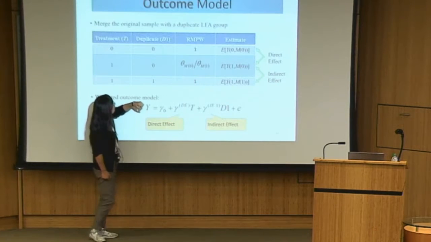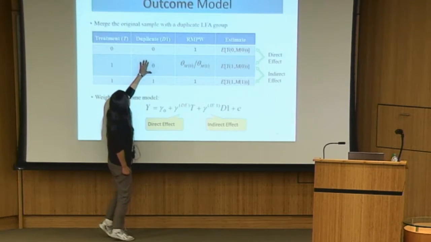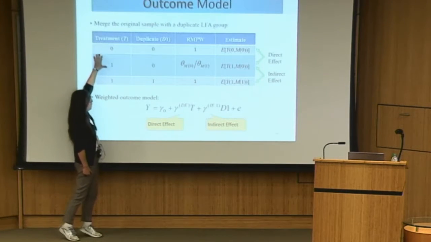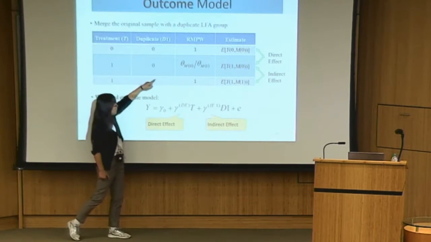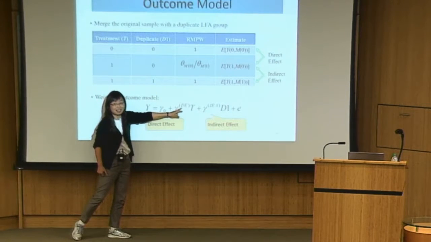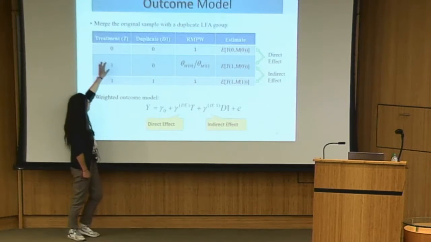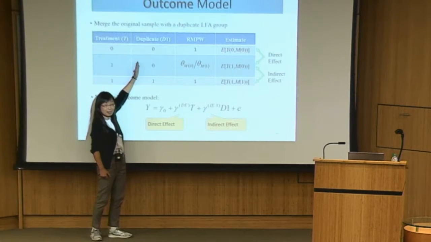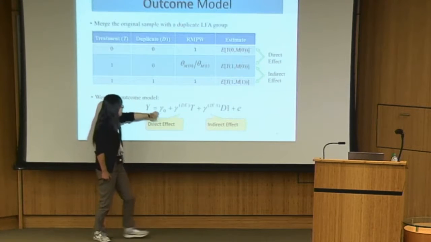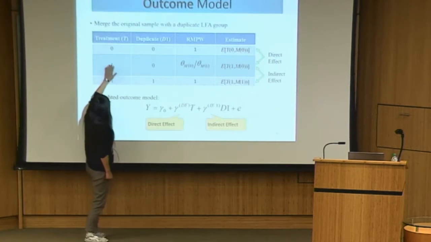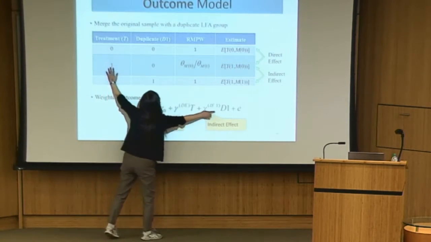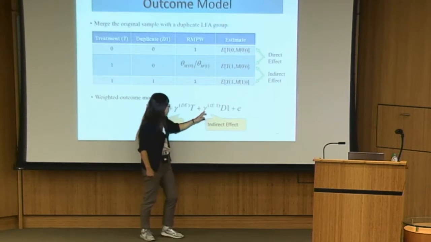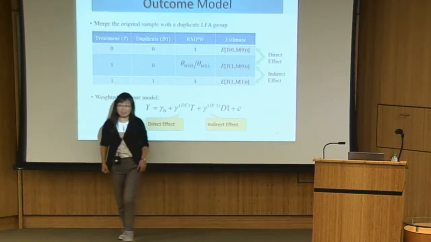So when D1 equals 0, I'm contrasting the treated group with a weighted control group. I got this contrast. That's a direct effect, and that's gamma DE. That's the coefficient for T, because T is the variable that changes when D1 stays the same. The second time, when T stays the same but I change D1 from 0 to 1, I got a second contrast. So the coefficient for D1 is the indirect effect.